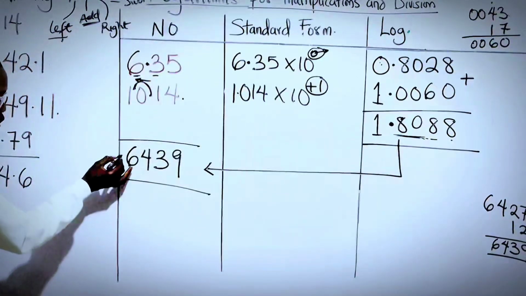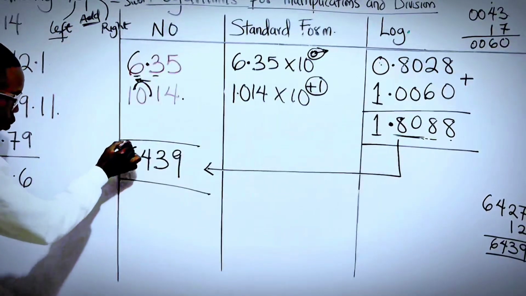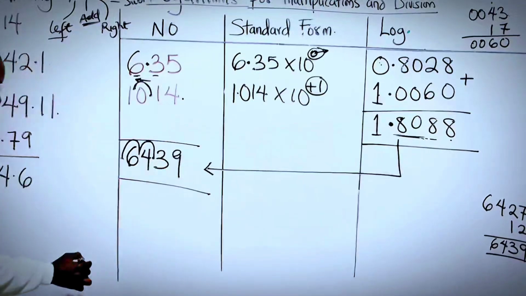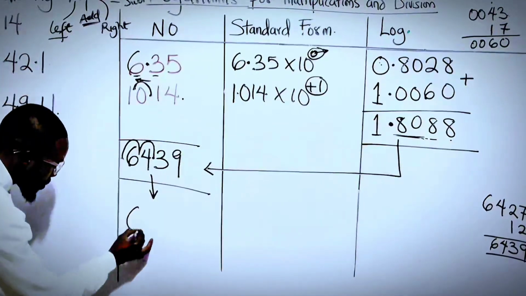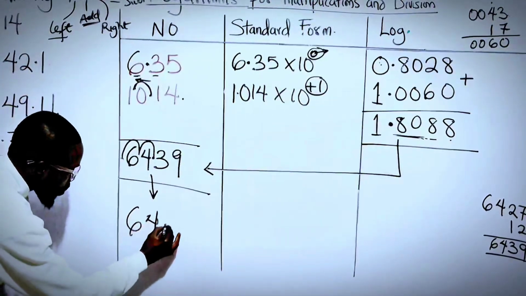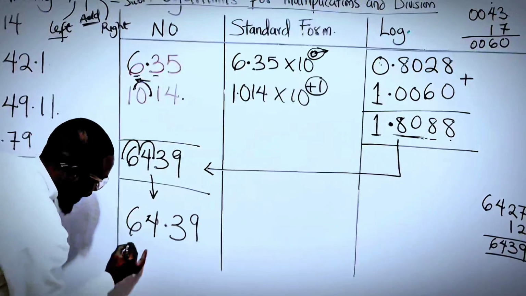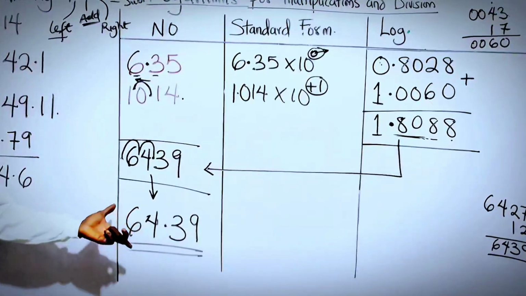It means we are going to move 2 places forward. 1, 2. Our final answer becomes 64.39. That's the final answer to this question. You see how easy it is?